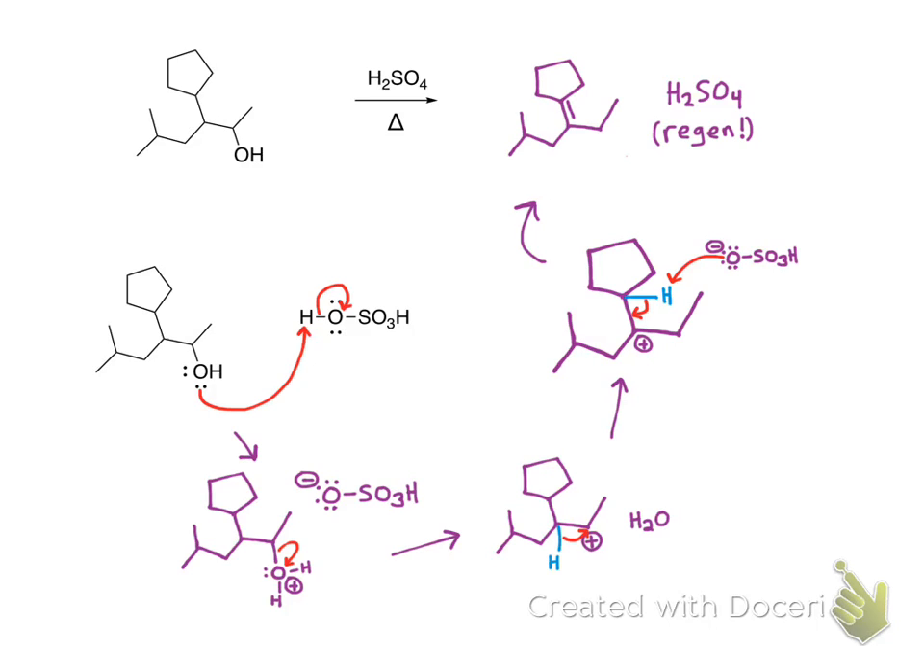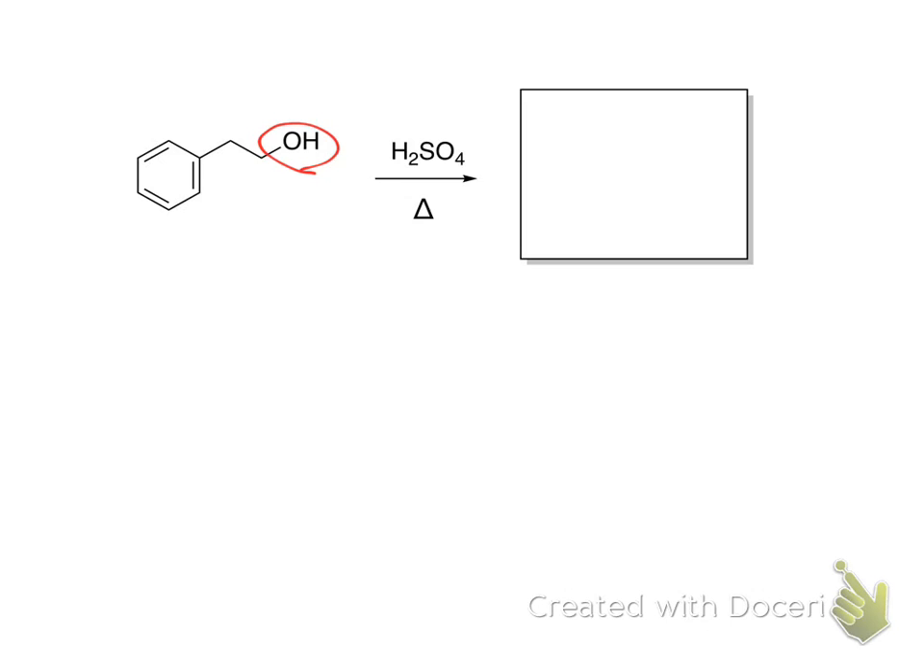Now, let's look at a different reaction. An alcohol, H2SO4 and heat, this must be an elimination reaction. Okay, well now let's look at our alcohol. Here we can see it's primary. So, this means we're going to be looking at an E2 reaction.